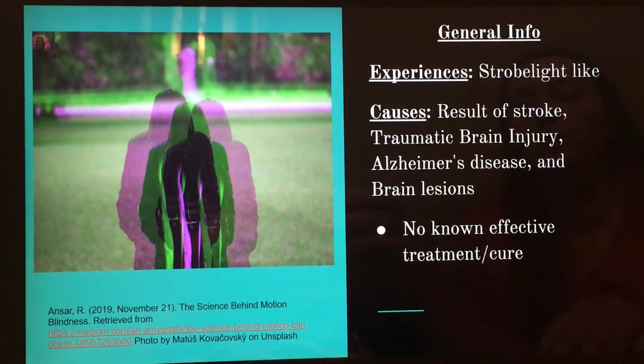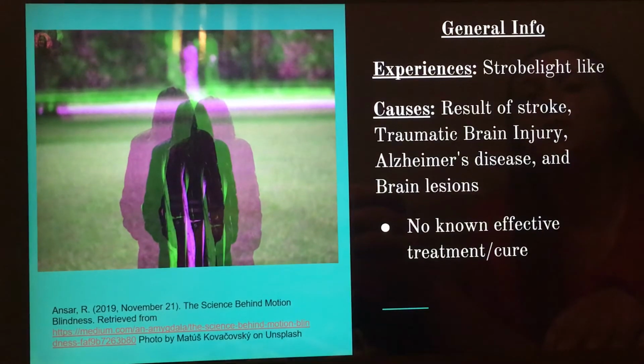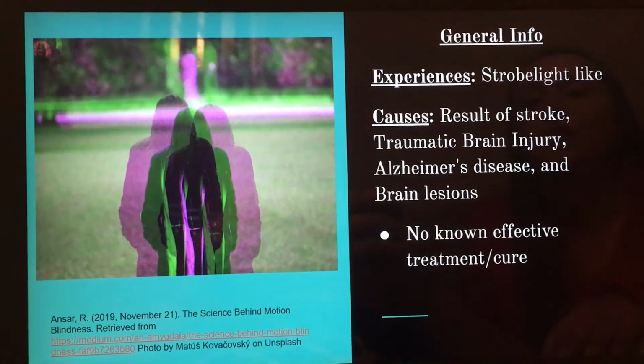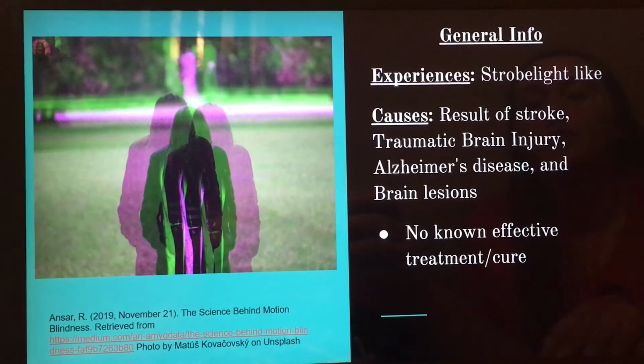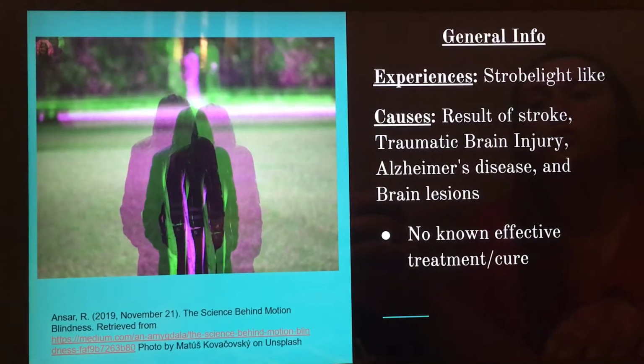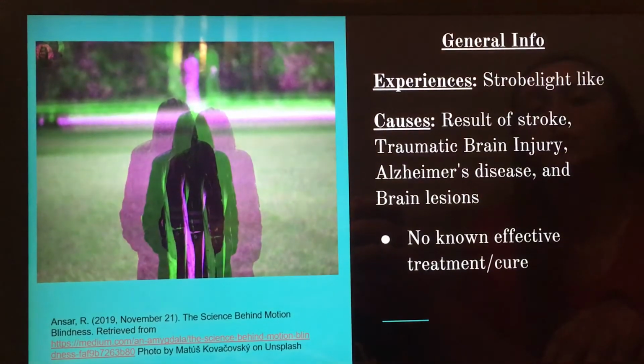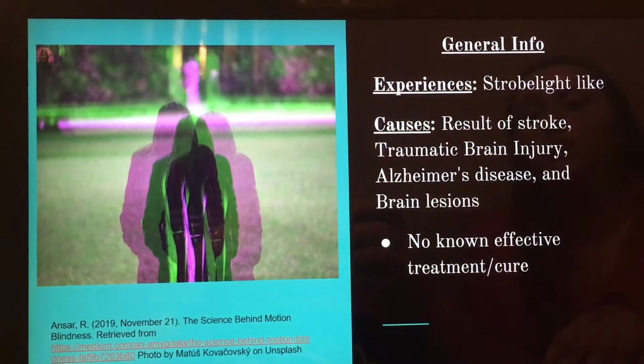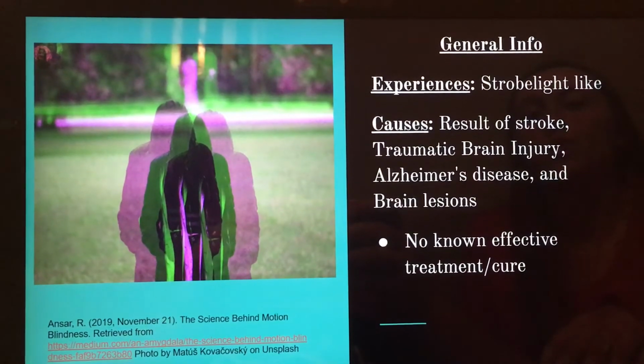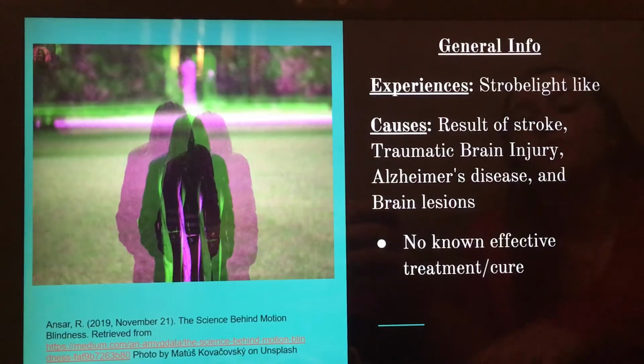Some general information is that the experience of akinetopsia may be similar to that of a strobe light, seen in the picture to the left. Causes are a result of stroke, traumatic brain injury, Alzheimer's disease, and typically brain lesions. As of now, there are no known effective treatments or cures.